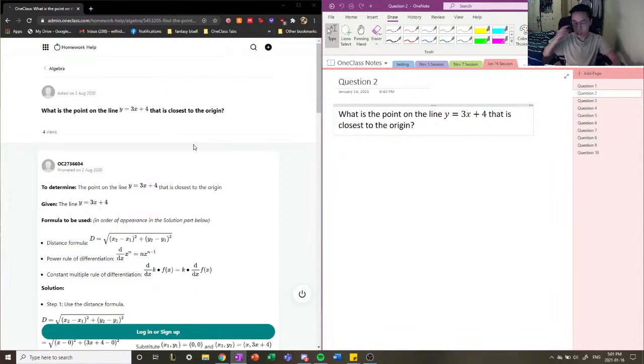Okay, so let's talk about question number 2. Question number 2 asks us to find the point on the line y equals 3x plus 4 that is closest to the origin.